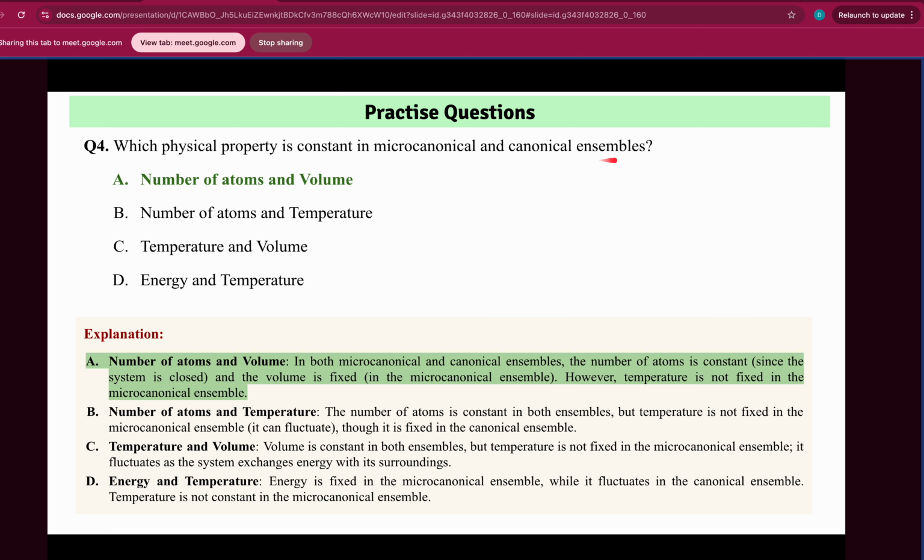When we were talking about NVT, also known as the canonical ensemble, we said that volume, temperature and number of atoms are fixed. But you will see why option B is not correct, because in this case they are also including microcanonical ensembles. The microcanonical ensemble also considers the number of atoms and volume to be constant. However, temperature is not fixed in the microcanonical, that's why option A is correct.